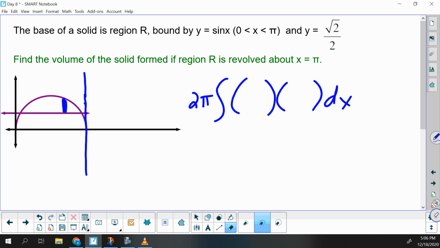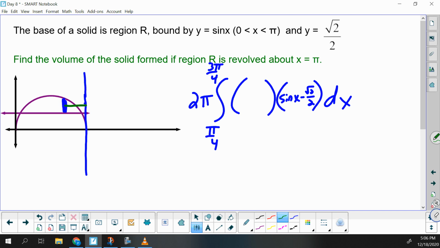And because it's dx and we know from the last one, we can fill in our pi over 4 and 3 pi over 4 as well if we want. But anyway, our height is just a top minus a bottom. So that's just our sine x minus square root of 2 over 2 that we saw from the last problem. The radius is that length there.